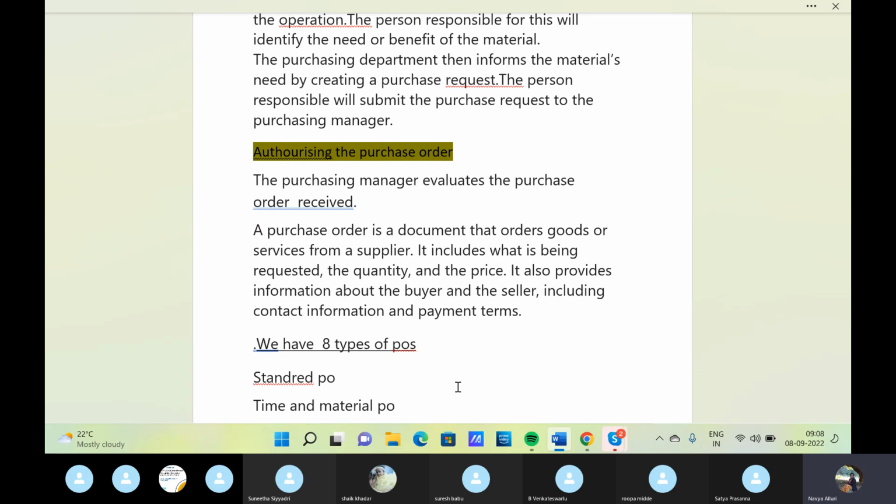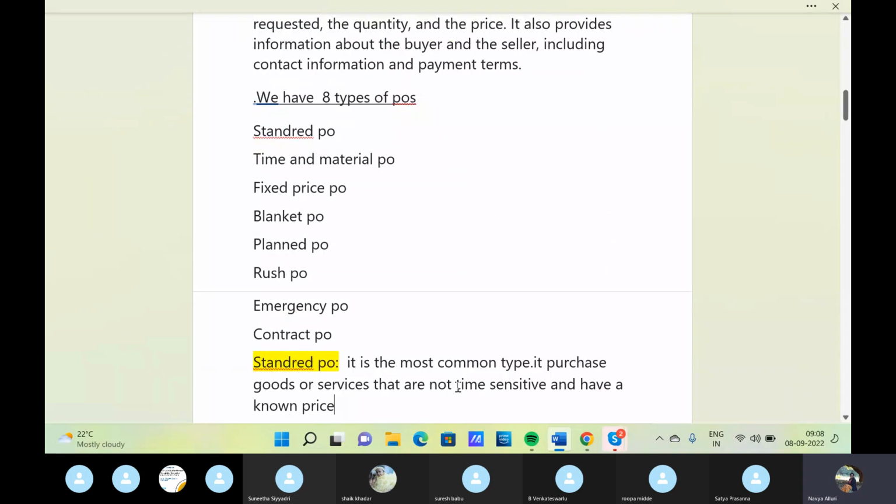In purchasing orders we have different types: standard purchase order, time and material purchase order, fixed purchase order, blanket purchase order, planned purchase order, rush purchase order, emergency purchase order, and contract purchase order. In real time it is useful for us to know all of this information, so I included it here.